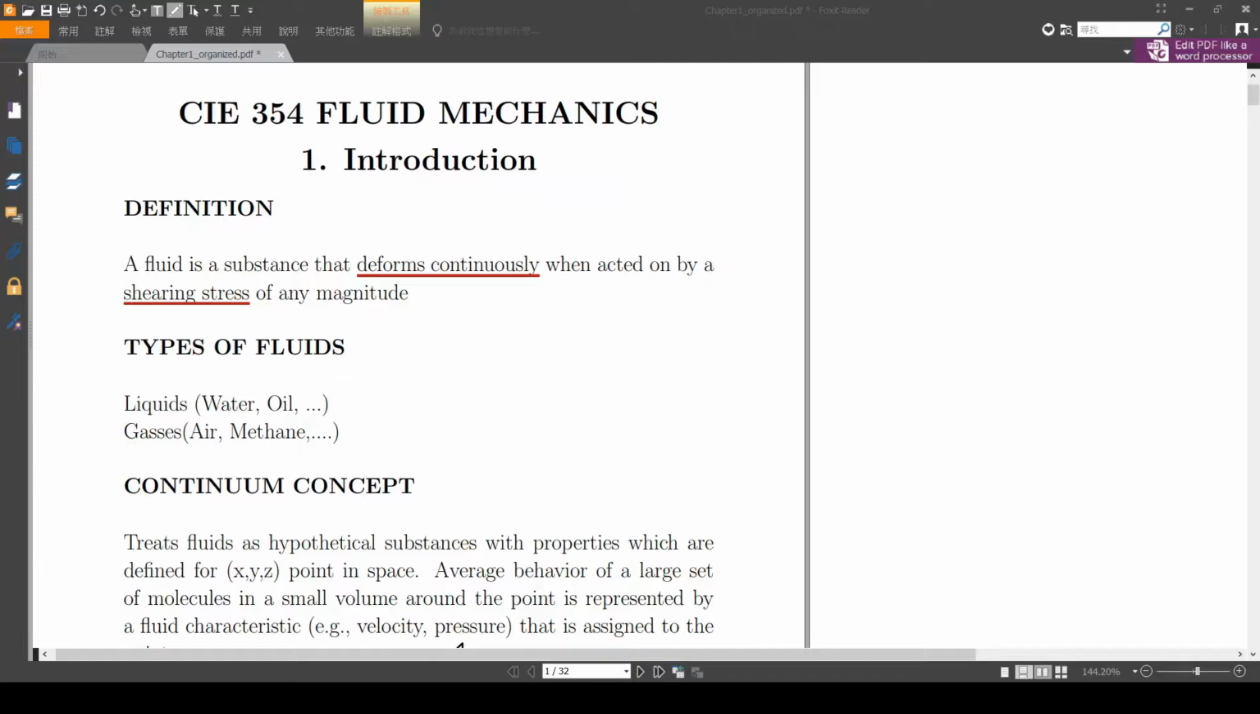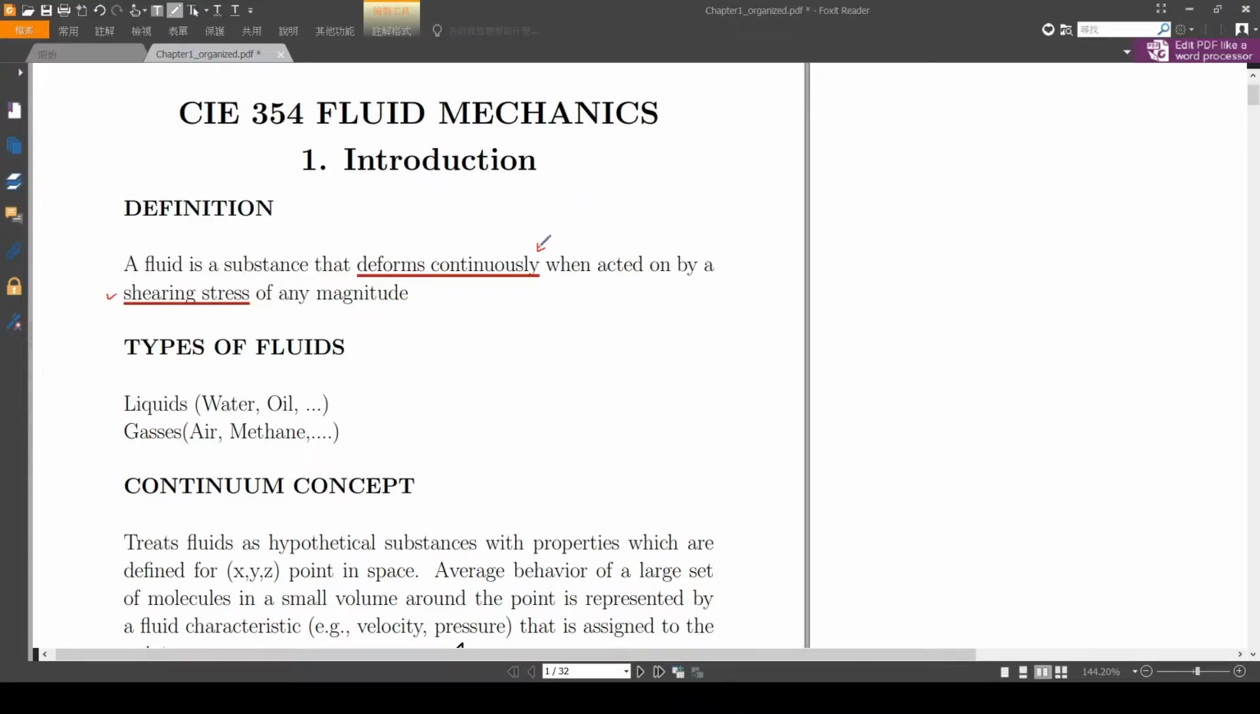Today I'm going to introduce the very first chapter in fluid mechanics, the introduction. To begin with, we start from asking a question. What is a fluid? What is the difference between a fluid and a solid? According to the definition here, a fluid is a substance that deforms continuously when acted on by a shear stress. So let's look at the shear stress.